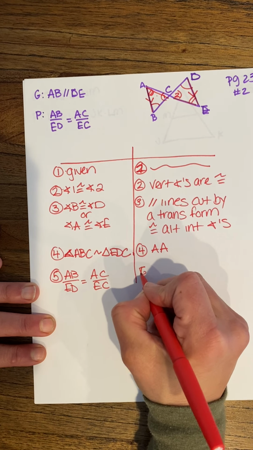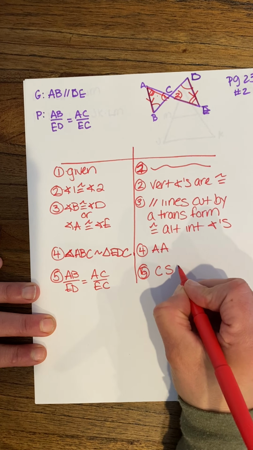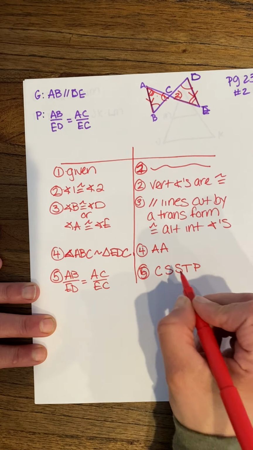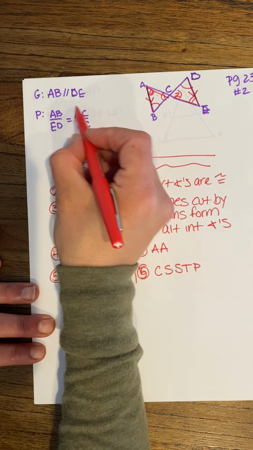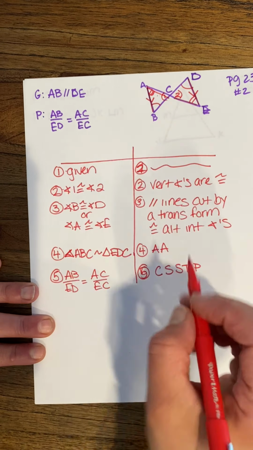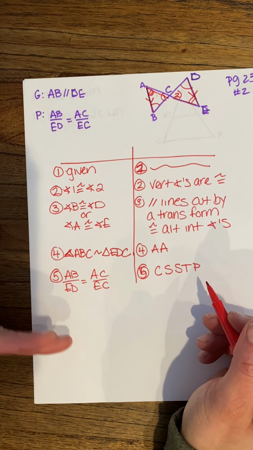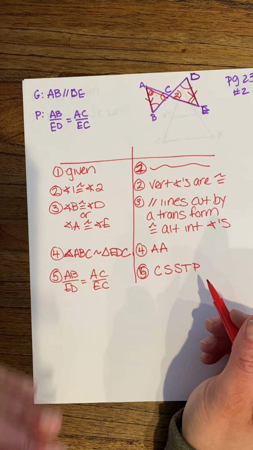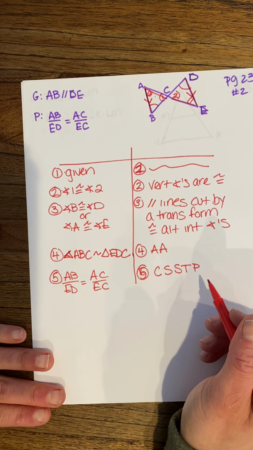So the statement that can sum it up is what we say: corresponding sides of similar triangles are in proportion, which we can abbreviate CSSTP. So anytime you see a proportion as you prove, you know your final statement is CSSTP. But what you also know with that is the step before it has to be AA. So you kind of know the last two steps of your proof just based on the proof, okay?